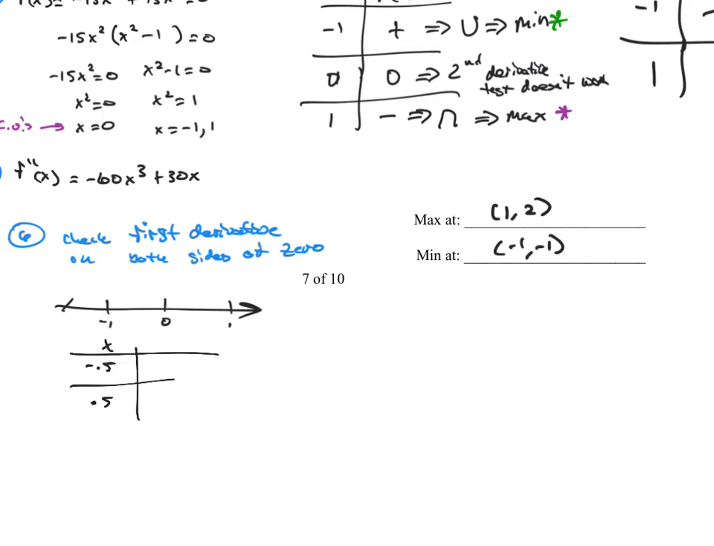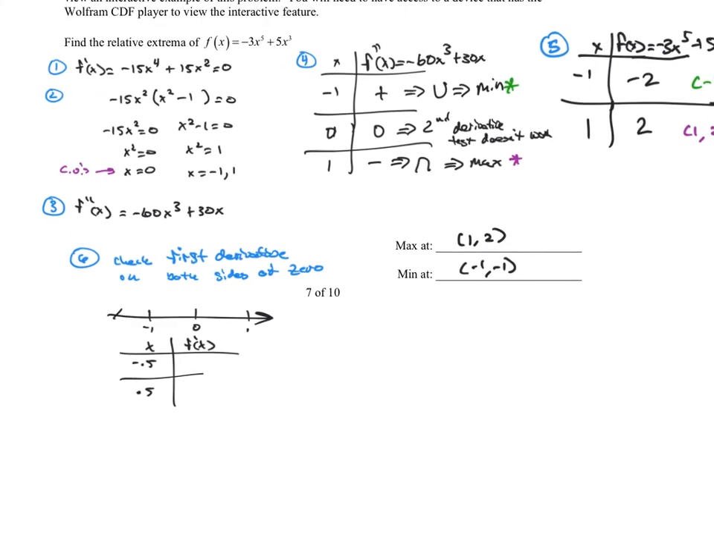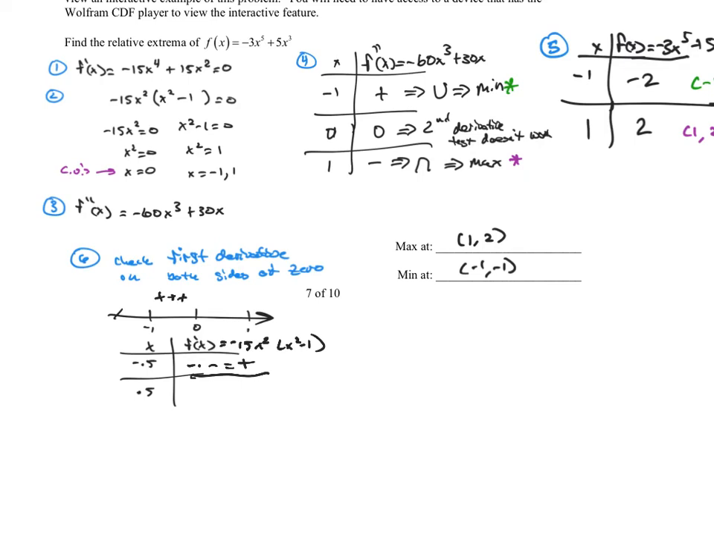And now I'm plugging this into the first derivative, f prime of x, and the first derivative in its factored form was negative 15 x squared times x squared minus 1. So if I plugged in negative 1/2, my first term would be negative, my second term would be negative as well, which would tell me my first derivative is positive just before it. If I plugged in 0.5, 0.5 squared times negative 15 would be negative, 0.5 squared minus 1 would be negative, and a negative times a negative is positive. So again, my first derivative goes from positive to positive, so that means at x equals 0, it's neither a max nor a min.